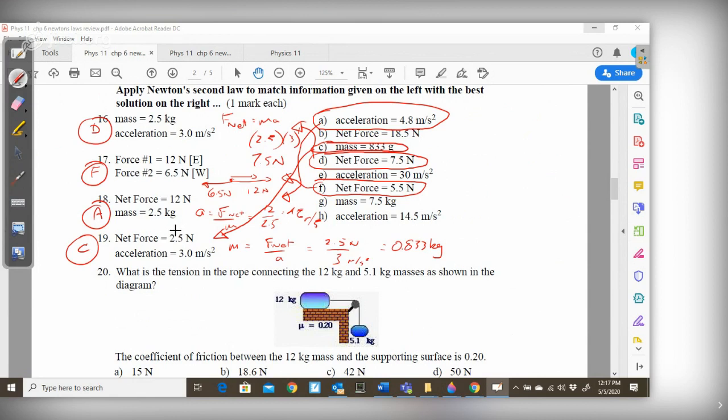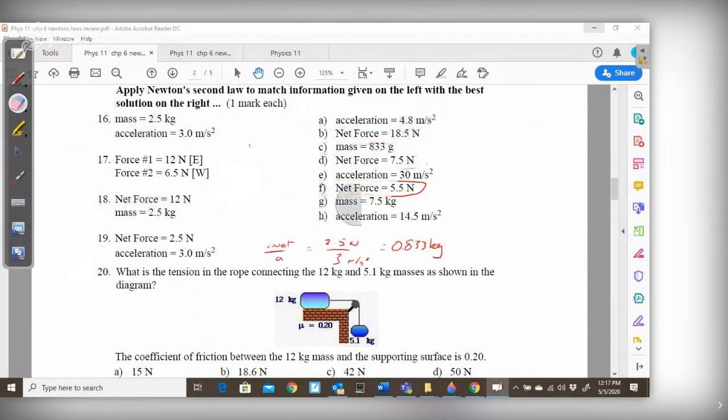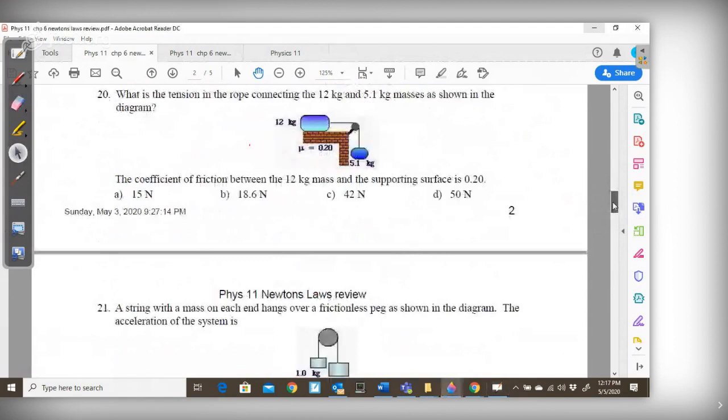16 to 19. Let's go through. All right, here we go. What is the tension in the rope? Now, this is a multiple choice question. There's a fair bit of calculation that we have to do to come up with this answer. So while this is worth 1 mark, it would be like a long answer question of more than just 1.